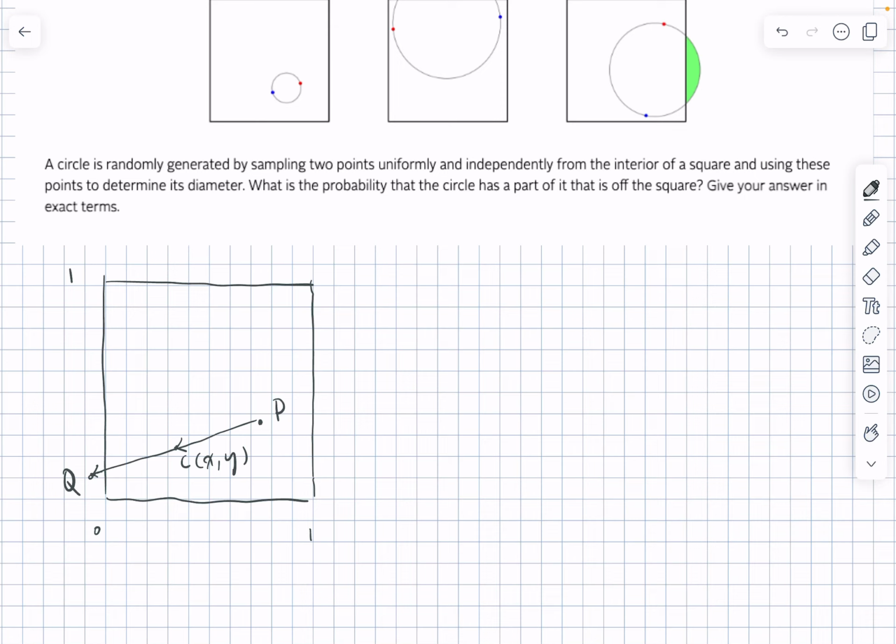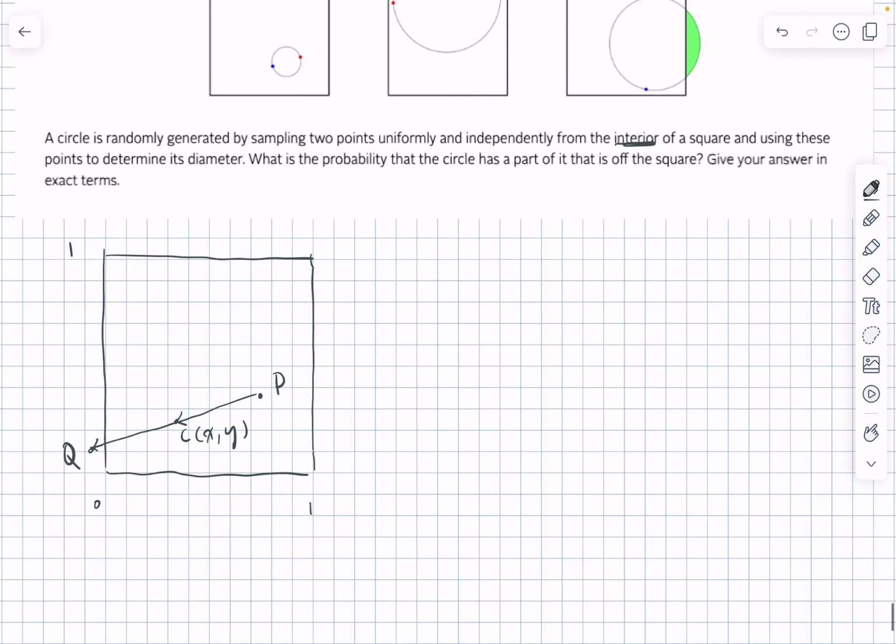The question doesn't want us to generate a point that is off the square, because the 2 points are sampled uniformly and independently from the interior of the square. So sometimes, using this new sampling method, we're going to generate a point that is off the square. We want to determine the chance that we actually generate a point that's off the square, because we don't want that.